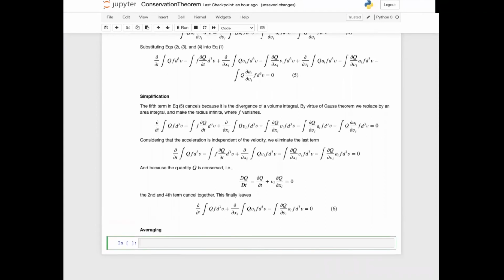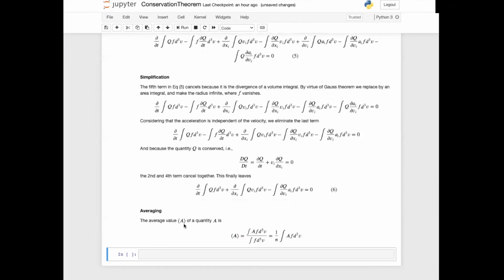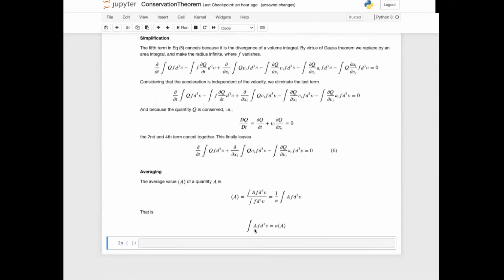Now let's average. The average value of a quantity a, written angle bracket a, is the integral of the quantity a weighted by the distribution function. And because the denominator here is a number density, the integral of a quantity a times the distribution function gives you the average of that quantity times the number density. These are similar to the integrals that we have here. All these integrals are weighted integrals of a quantity by the distribution function. In here you have the q quantity, in here you have q times the velocity, and here you have the derivative of q with respect to the velocity times the acceleration.